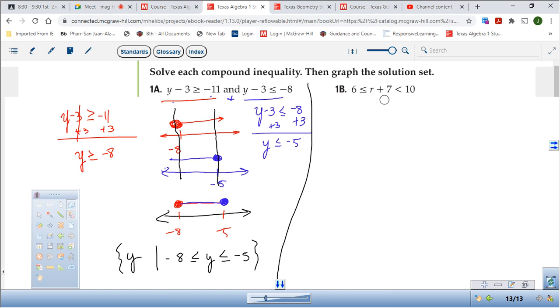Okay, let's try this one right here. Make sure you know this one here is an AND, again, the way it's written down. 6 less than or equal to r plus 7.